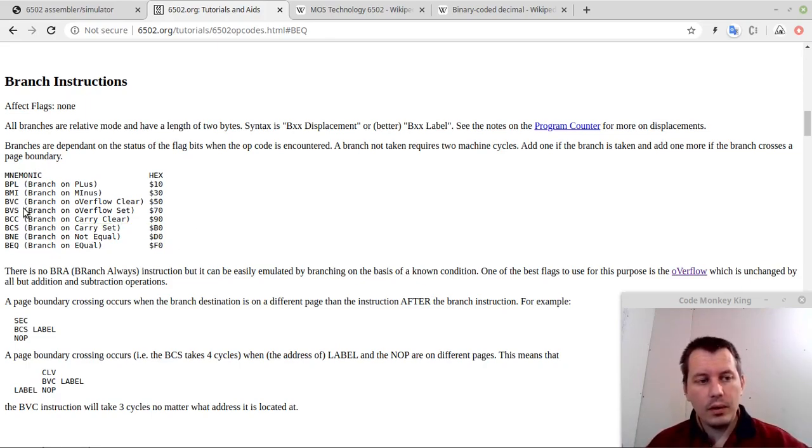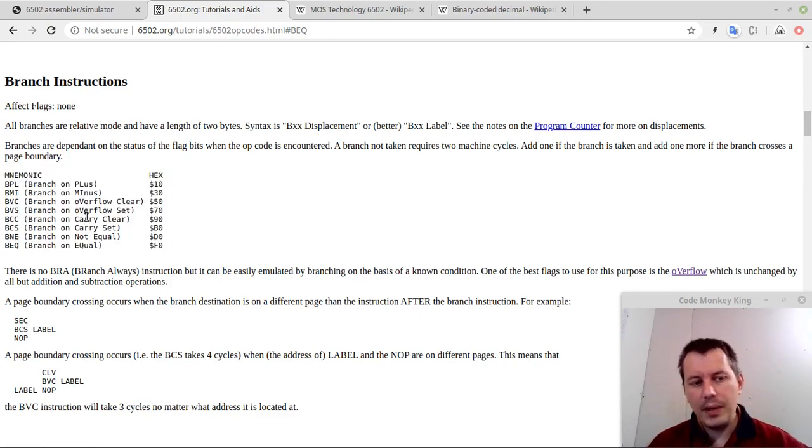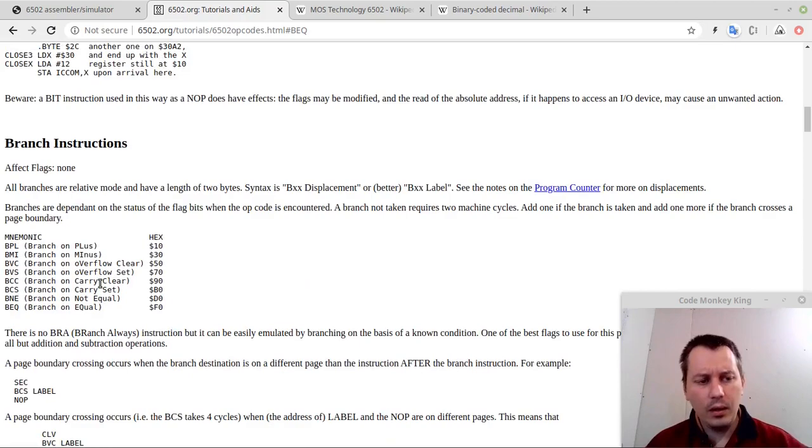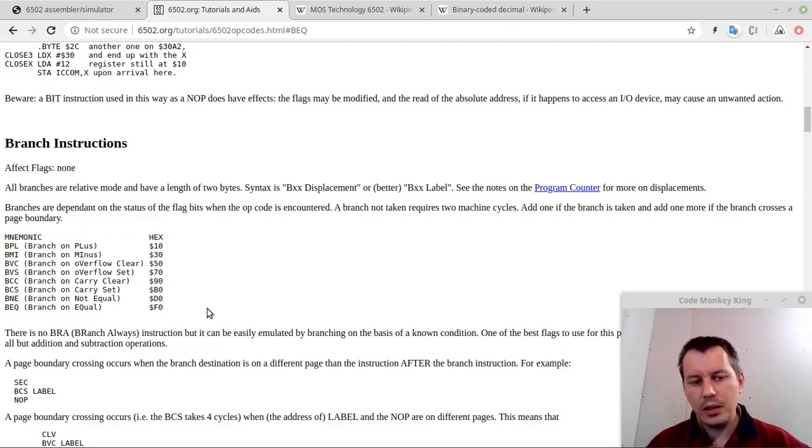So diving into the details of how exactly the flags are being set, and depending on what you want to do in particular, you may find the proper branching instruction that is going to fit your needs.